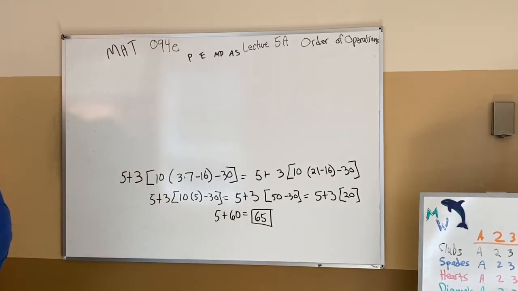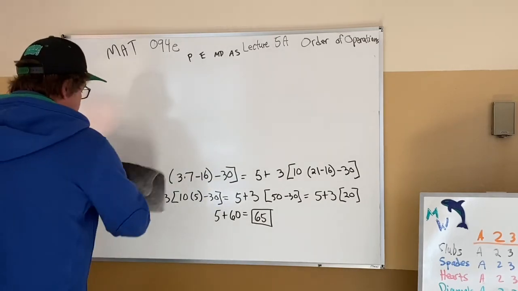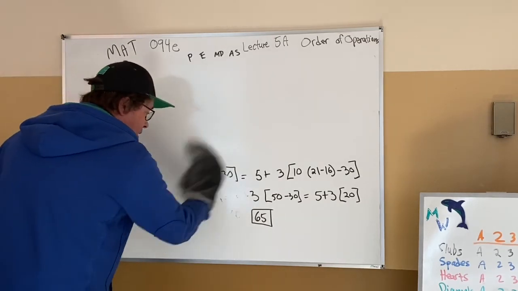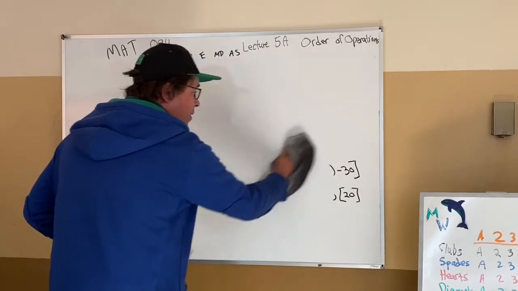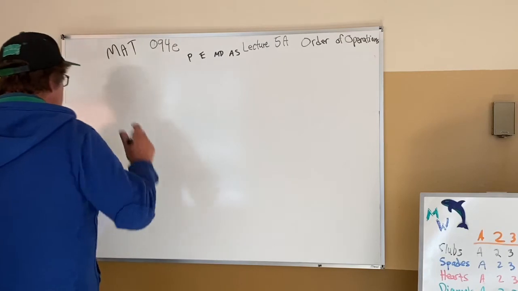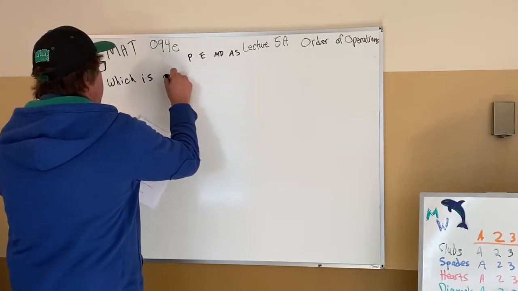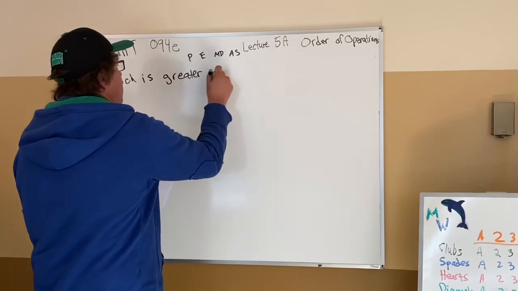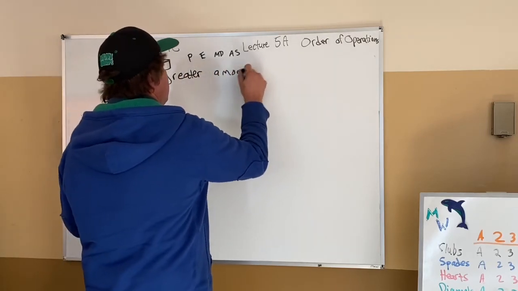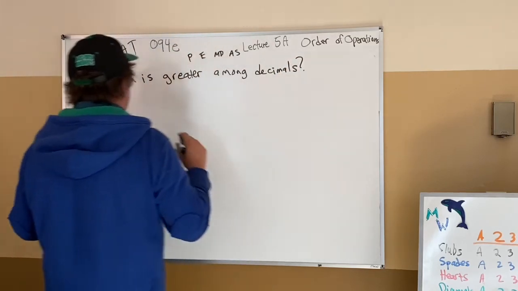So, I want to take a look at something about decimals in this, and then we're going to move in to the second part of 5b. What we want to do, which is greater among decimals? How do I do that?